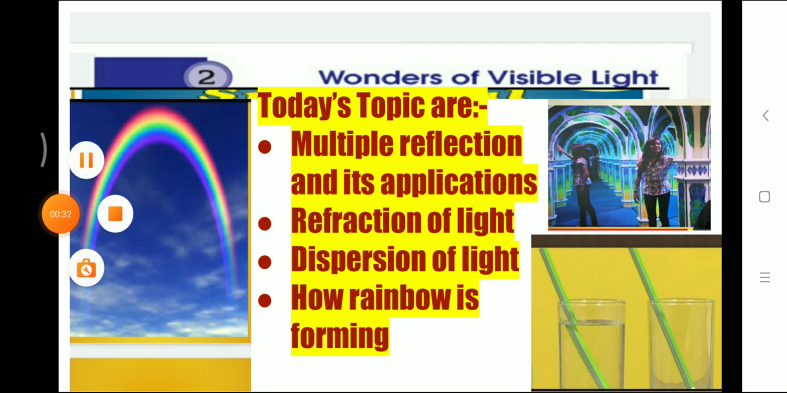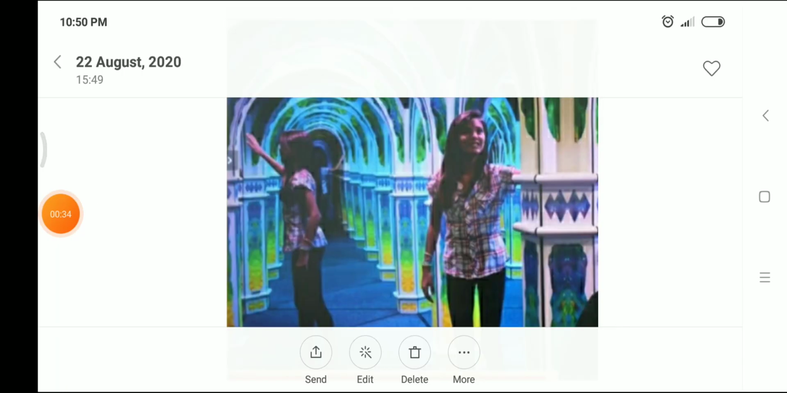First topic is multiple reflection. Friends, look at the picture. Did you experience such situations from anywhere? Yes, sometimes you may experience it in the dressing room of textiles. You can see so many images forming in the dressing room. Can you count them? Never. You can see infinite images of the object.